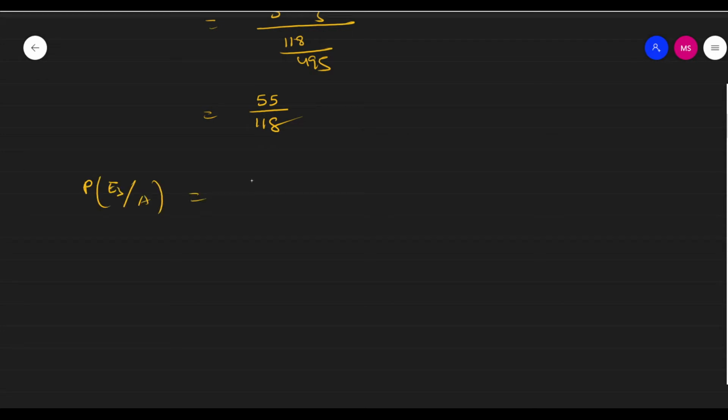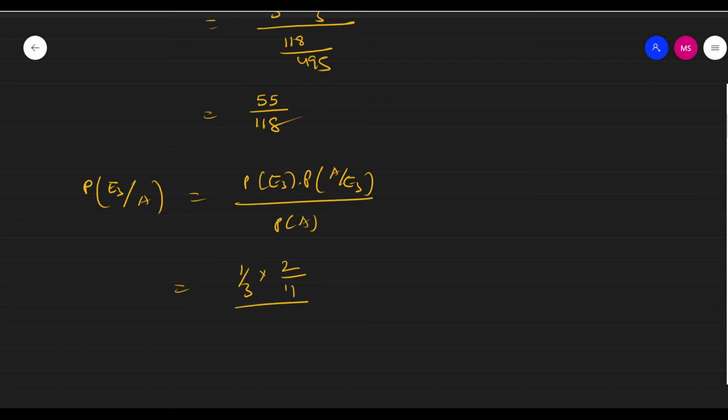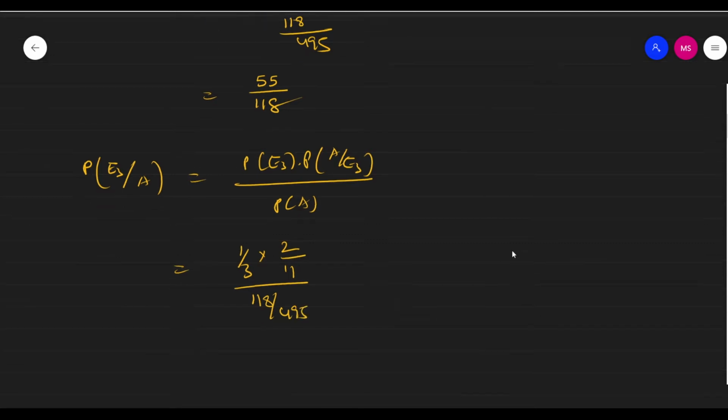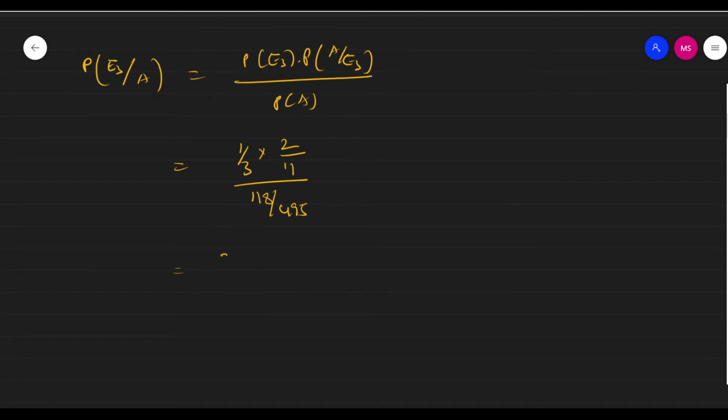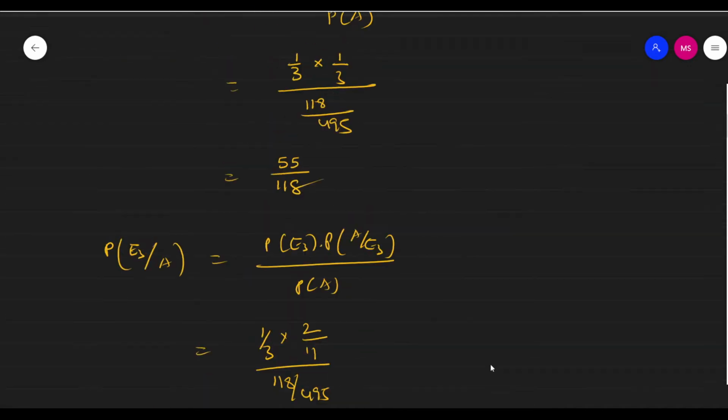P of E3 given A is equal to P of E3 into P of A given E3 divided by P of A. What is the P of E3 value? 1 by 3, into P of A given E3, 2 by 11, by P of A, 118 by 495. The final answer is 30 by 118. Okay, this is the Bayes theorem problem.